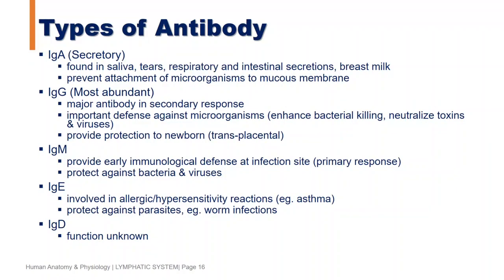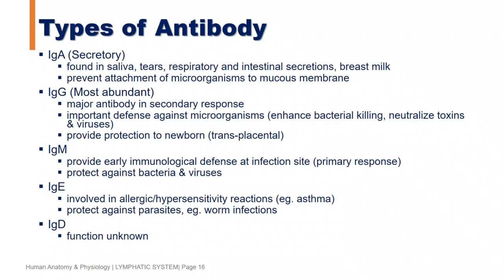Types of antibody: IgA is for secretions. It is found in saliva, tears, and respiratory and intestinal secretions. It prevents attachment of microorganisms to mucous membranes. Then immunoglobulin G is the most abundant major antibody in the secondary response, an important defense against microorganisms. It enhances bacterial killing, neutralizes toxins and viruses, and provides protection to newborns, which is transplacental.